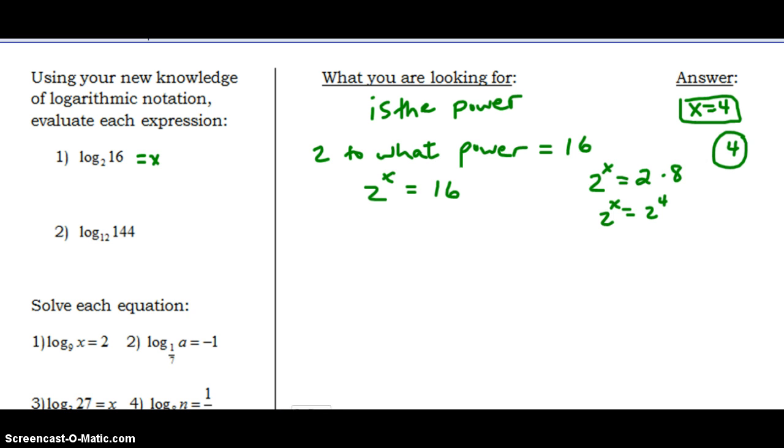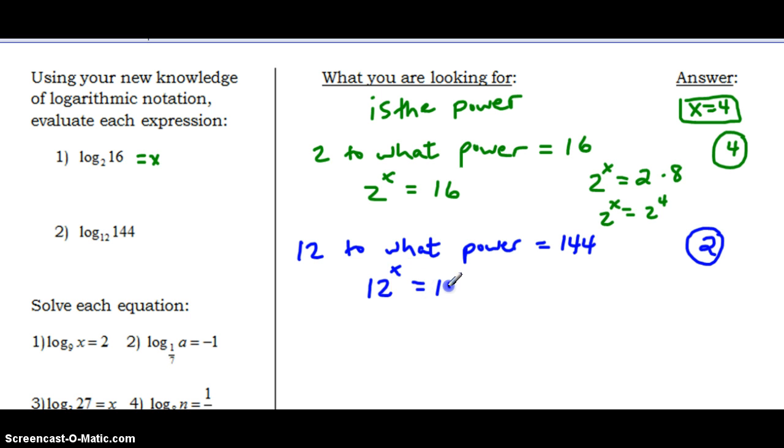Our second problem is even easier because we are very familiar with this. We say 12 to what power is equal to 144? And that's one of our perfect squares. So we know 12 to the second power is equal to 144. So that answer is 2. And if you wanted to write the equation, you'd say 12 to the x is equal to 144, and our answer is 2.